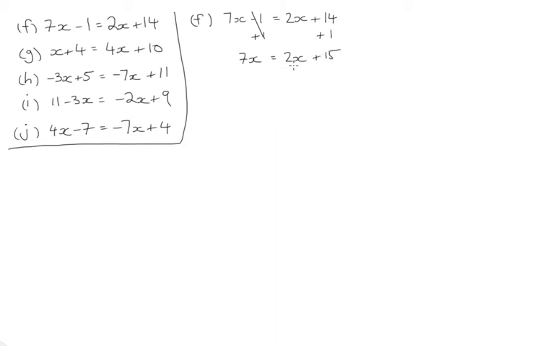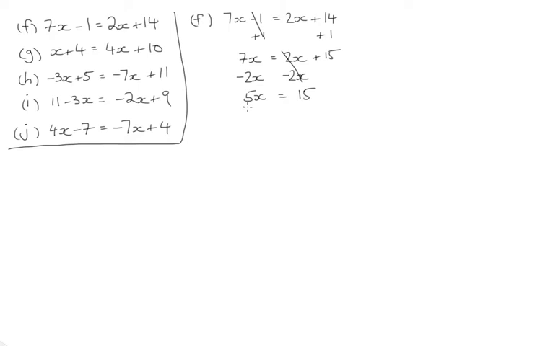Now I want to get anything beside an x or anything with a letter in it to the other side. So I need to subtract 2x from this side, and I need to do the same to both sides. They cancel each other out. 7x minus 2x is 5x. And that gives me 5x, and then what's left there is 15.